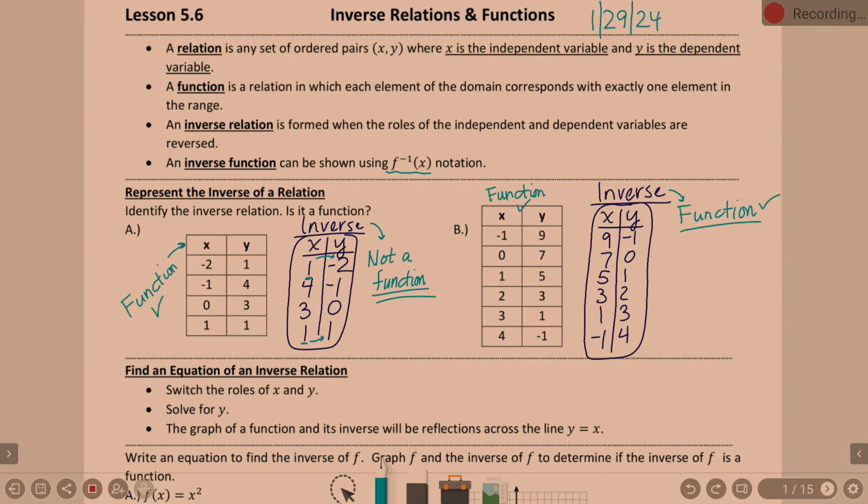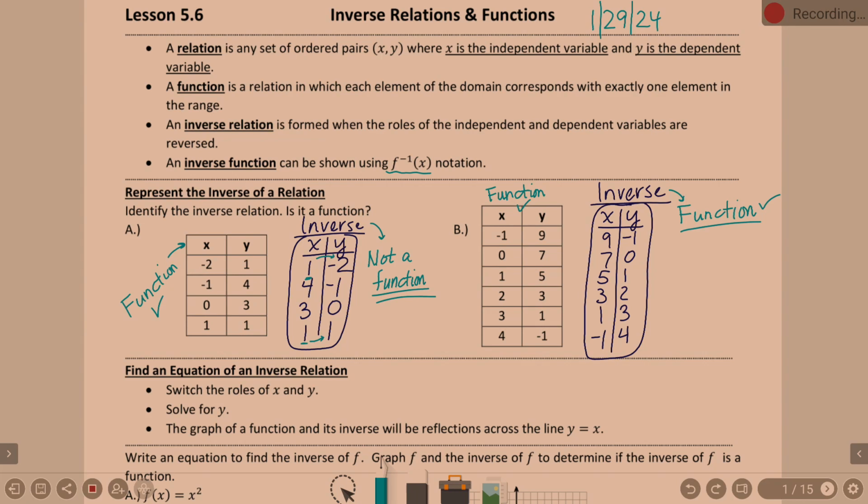Now, on the bottom section, we're going to look at finding equations. So this was just, okay, here's an XY chart, find the inverse. Now it's, here's an equation, find the inverse. And then we're also going to look at graphing. So I have a few little steps for you. To find an equation of an inverse relation, switch the roles of x and y. That means you take x's and turn them into y's. You take y's and turn them into x's. You just switch them every place you see them. You're going to take that new equation and solve it for y. That's how we find our inverse.